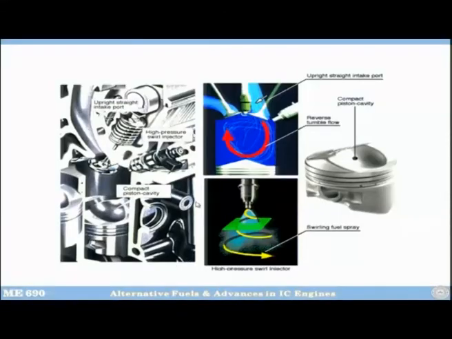Now, you see this here, this is the cut section of a GDI engine. So, please try to see this carefully. What you see here is an upright straight intake port. This is the cut section and this is the intake valve. This is the intake valve spring, and the opening and closing of this intake valve is controlled by this cam. So, the air comes in here and then here you have the piston cavity. The air comes in like this and goes up because of this cavity.